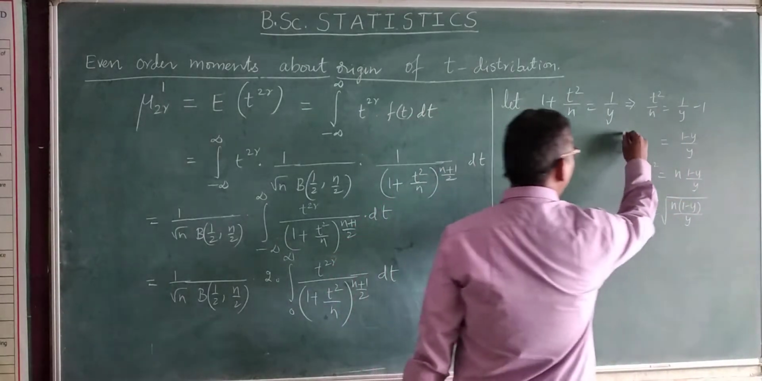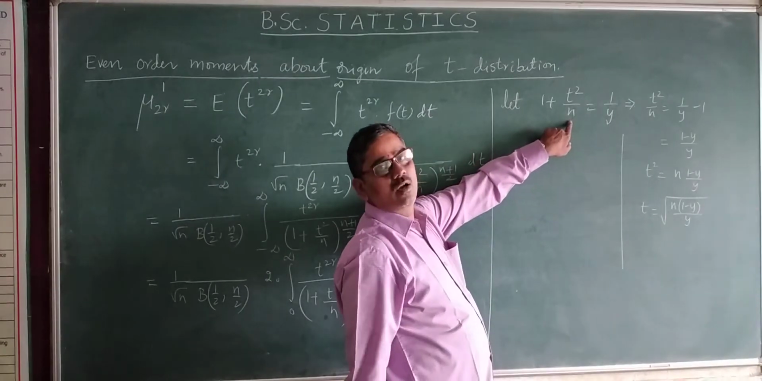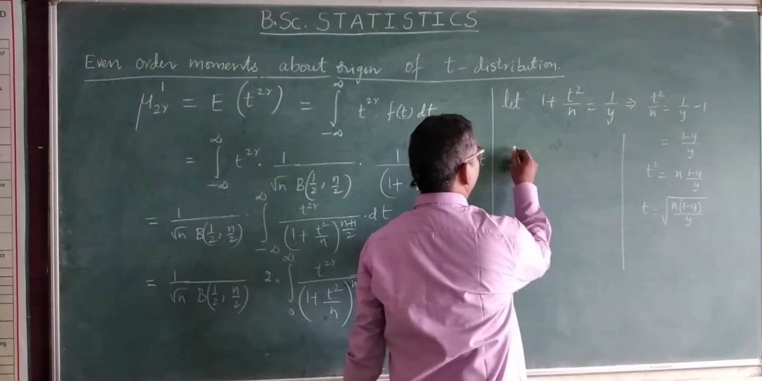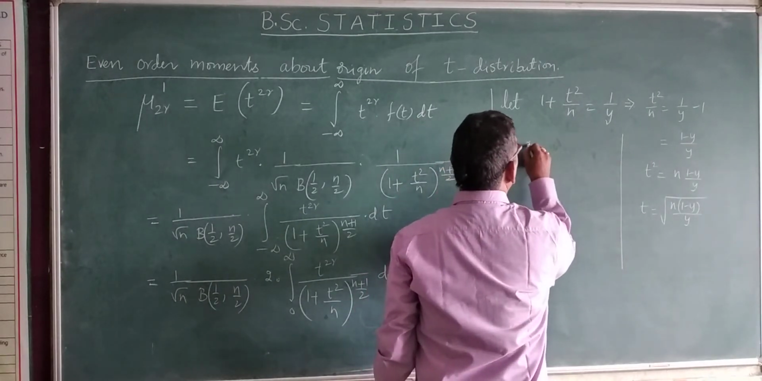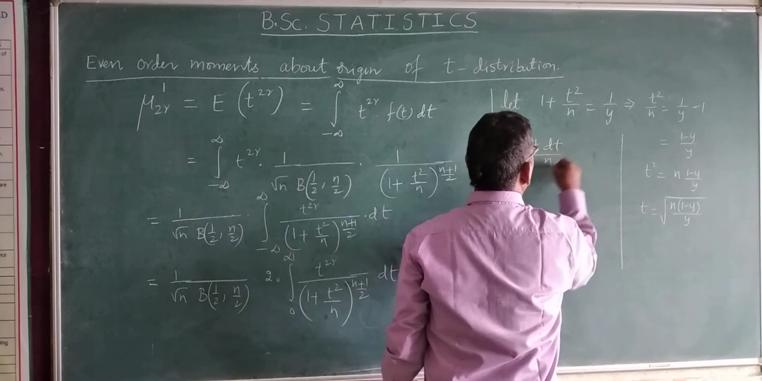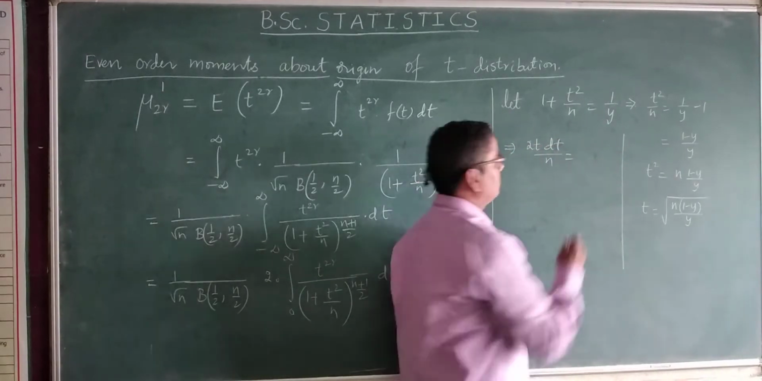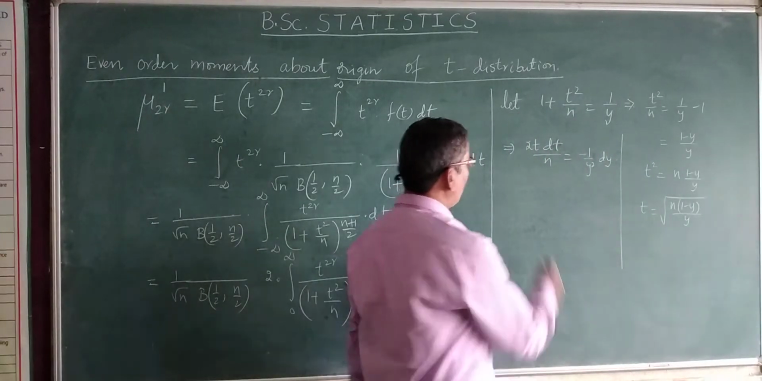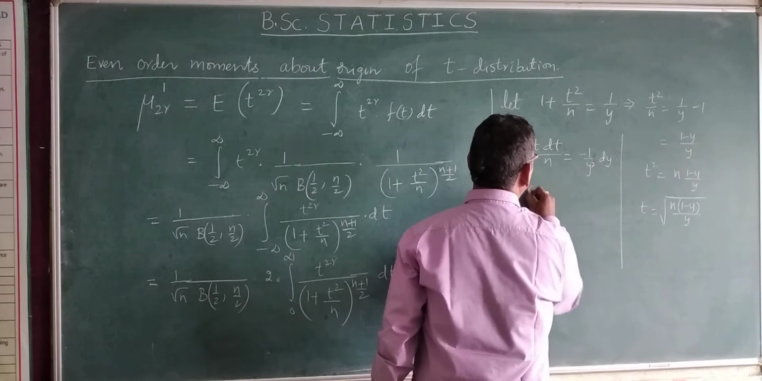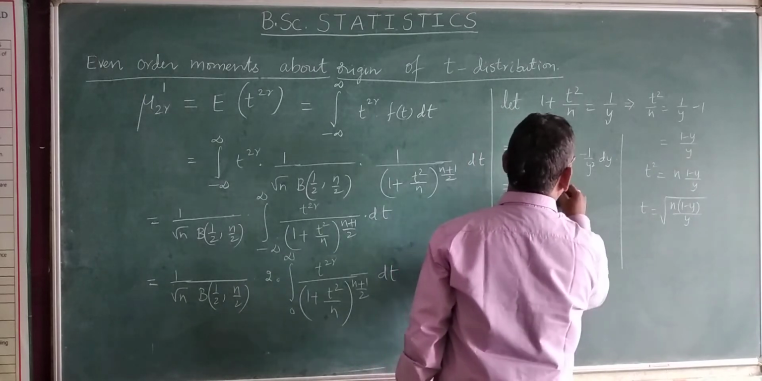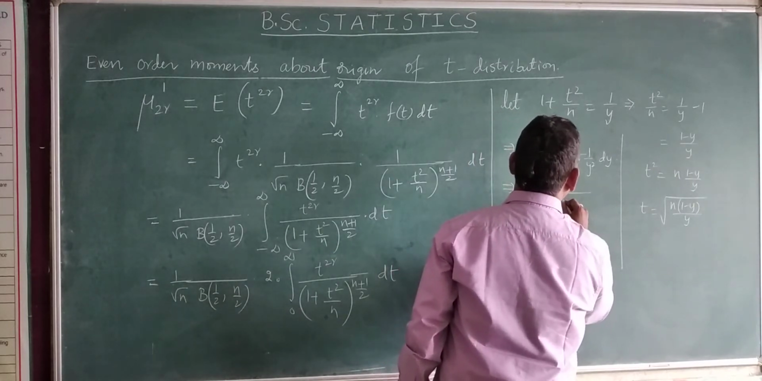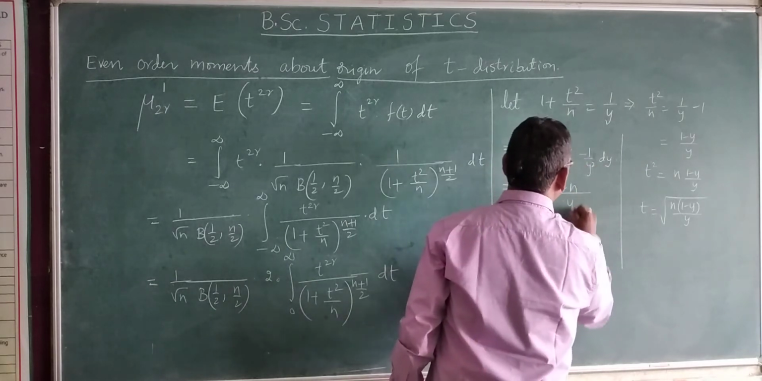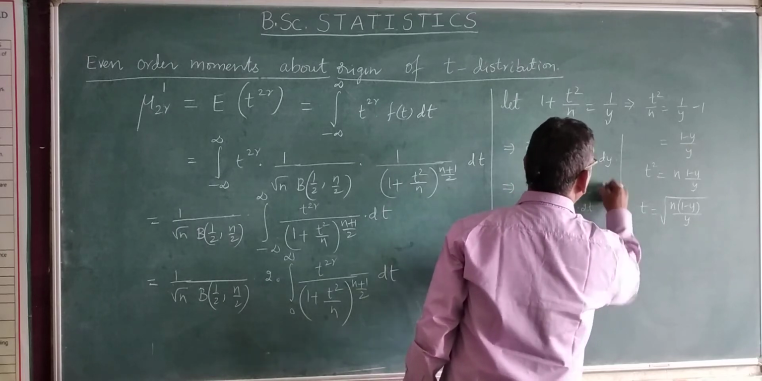And now I differentiate. Differentiating 1 plus t square by n equal to 1 by y, what will you get? 2t dt divided by n is equal to minus 1 by y square dy. So now we have to calculate dt. So dt is equivalent to minus n by y square into 2t dy.